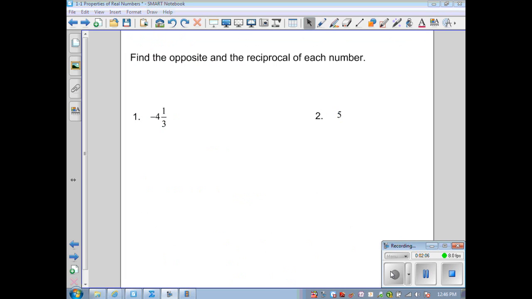Find the opposite and reciprocal of each number. In this case, I want its opposite. Therefore, that is -(-4 1/3), which is just 4 1/3. And the reciprocal, I must generate a fraction out of this. 4 times 3 is 12, plus 1 is 13/3. And its reciprocal is 3/13. And let's not forget that these are both negative. Here, the opposite of 5 is -5. And the reciprocal of 5, 5 over 1, is 1/5.